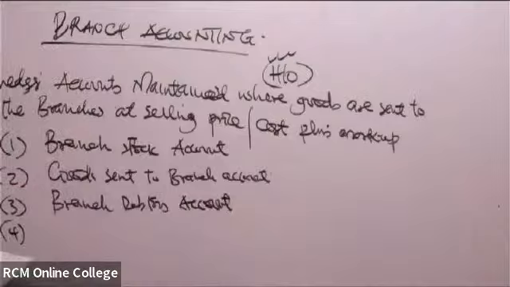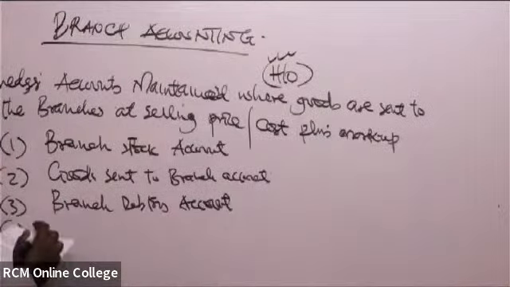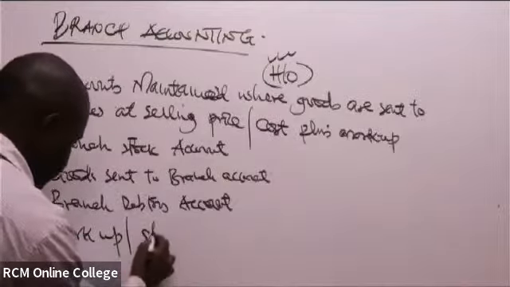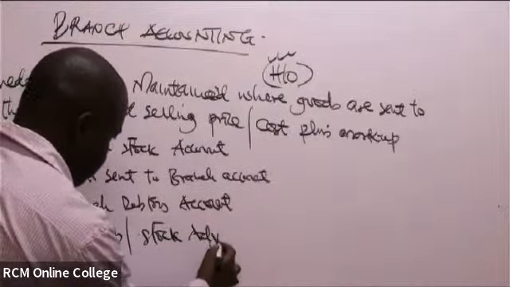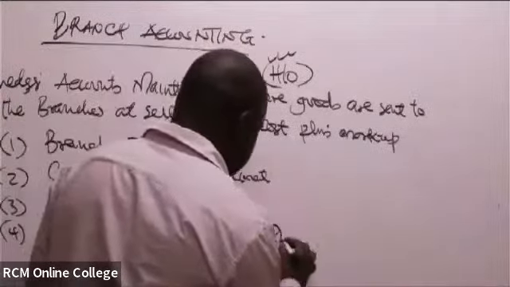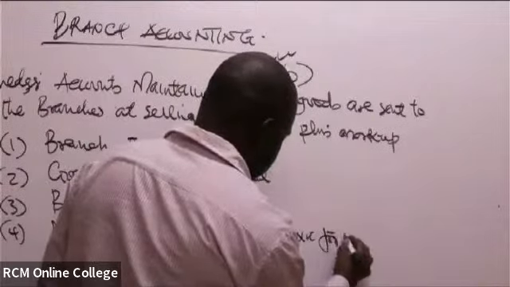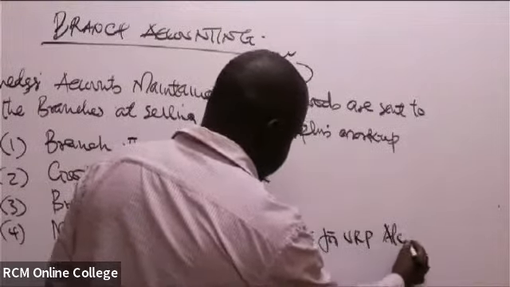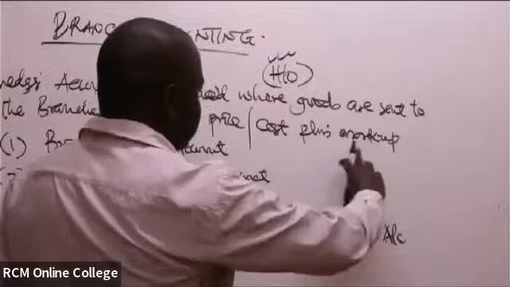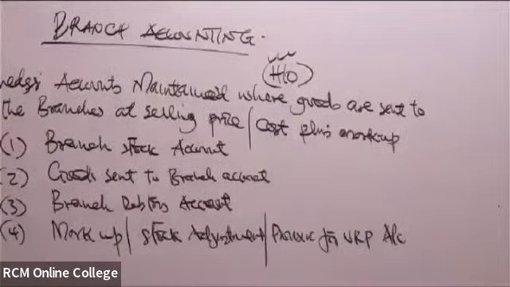Then number four, we'll have an account we call markup, stock adjustment, or provision for unrealized profits account. We can call it stock adjustment, or provision for unrealized profits account. Just the same. For example, if you're told the goods were sent to the branch at a markup, you'll have to open this markup account. Then you account for the markup of profit on the goods sent to the branch.